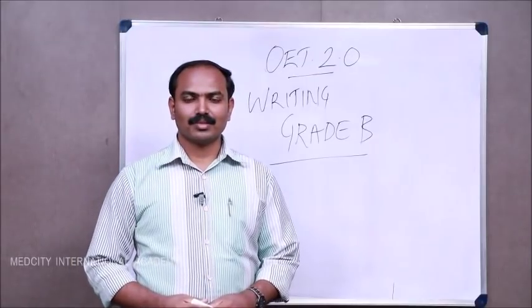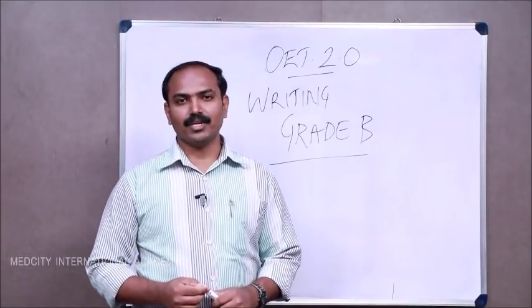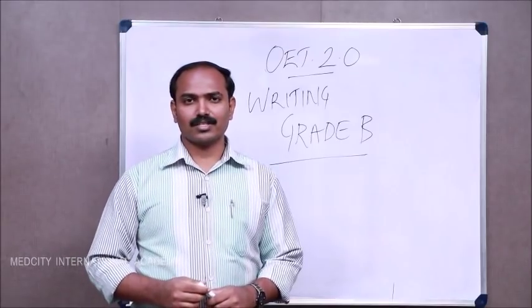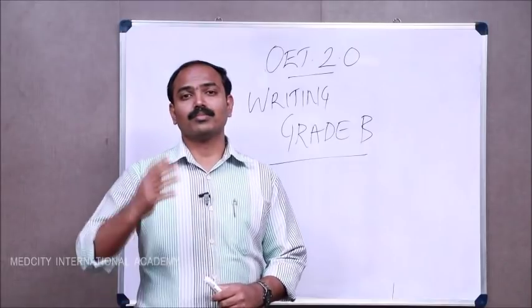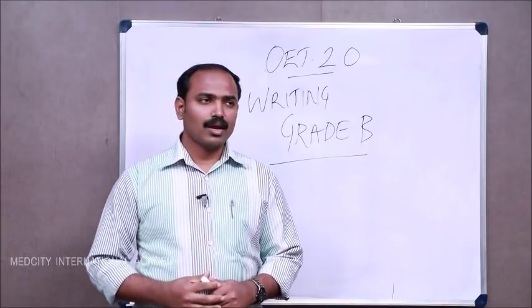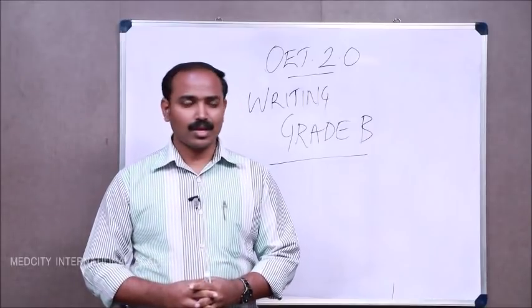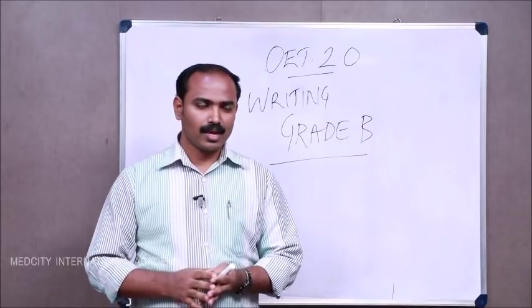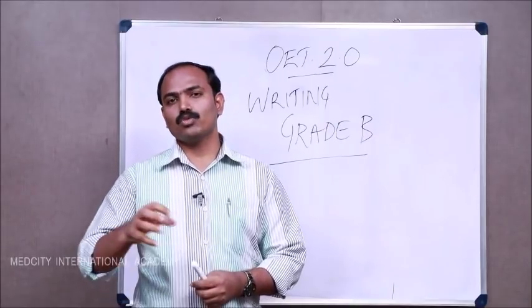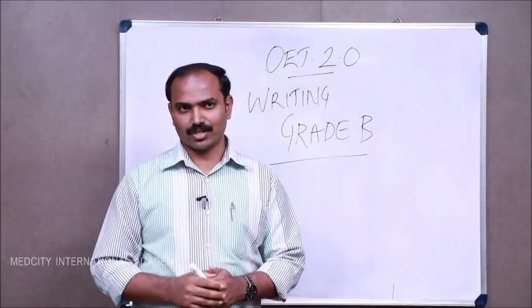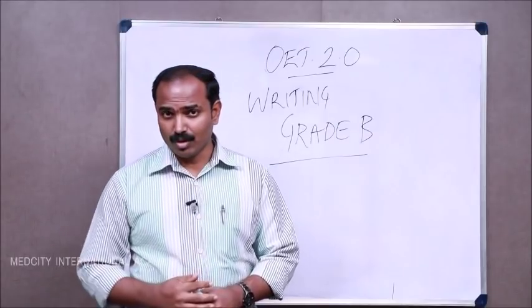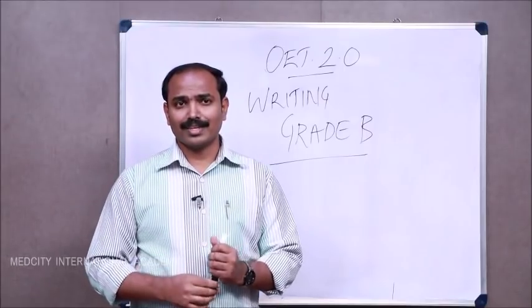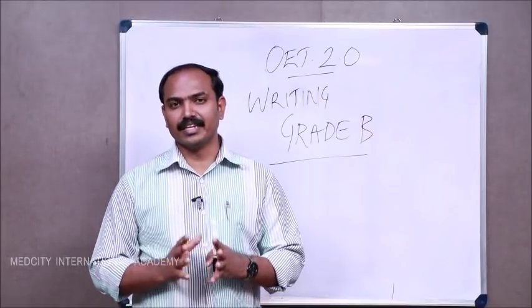Hi everyone, let's talk about how to get grade B in OET writing. Your writing is assessed against 5 criteria. From the criteria, what they look at is whether you have used enough words, enough proper vocabulary, proper usage, whether you understood the situation or the setting properly, and whether you have provided the right information. Overall, it is your ability to communicate effectively in English.